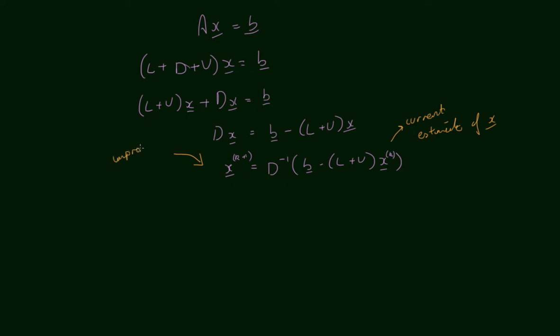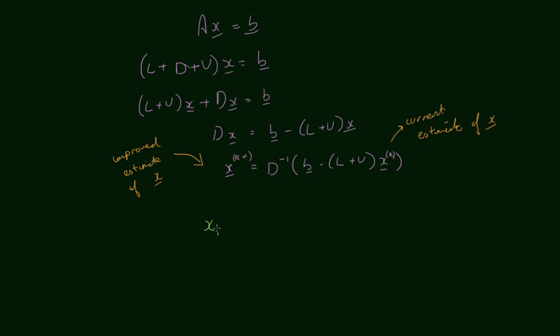So if we calculate this equation here, that gives our improved estimate of x. We start with some guess of our solution, a vector x, and we calculate this and we improve. What we can do is actually write this out for each element of x.